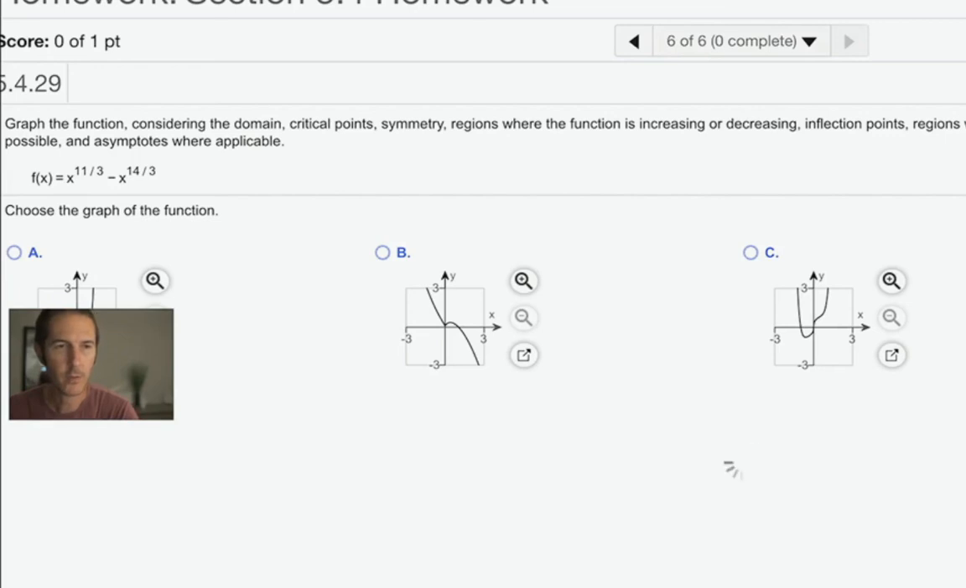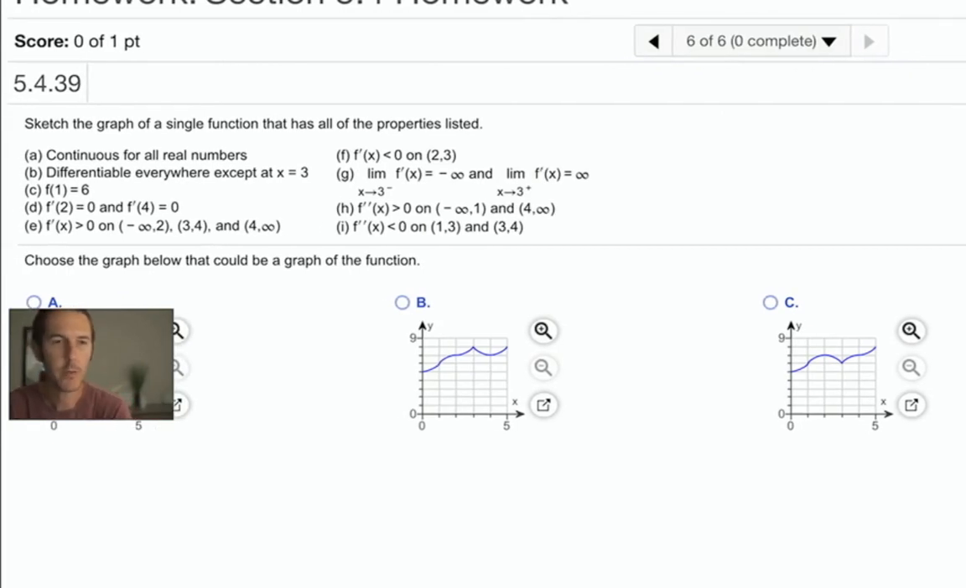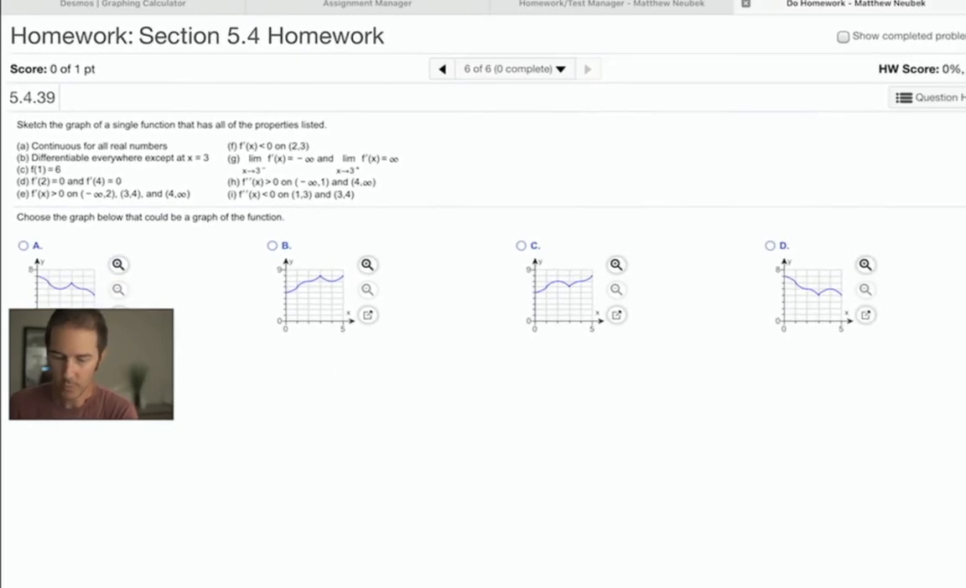And the last question in this assignment, what kind of a function do we have in number 6? This is a different format. So here, we're being given a laundry list of different characteristics of what the graph of our function should look like. And just by marching through these and continuing to examine the 4 different multiple choice options, you should be able to start crossing them off eventually. Option A says continuous for all real numbers. Well, all of these look continuous. Option B says differentiable everywhere except x equals 3.